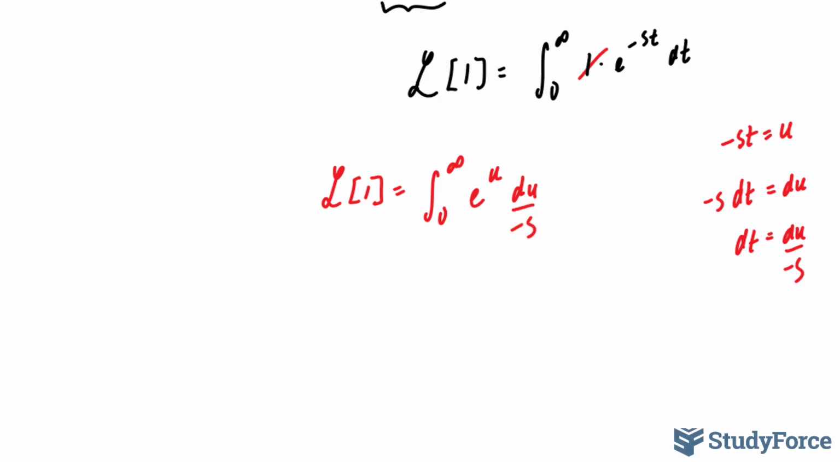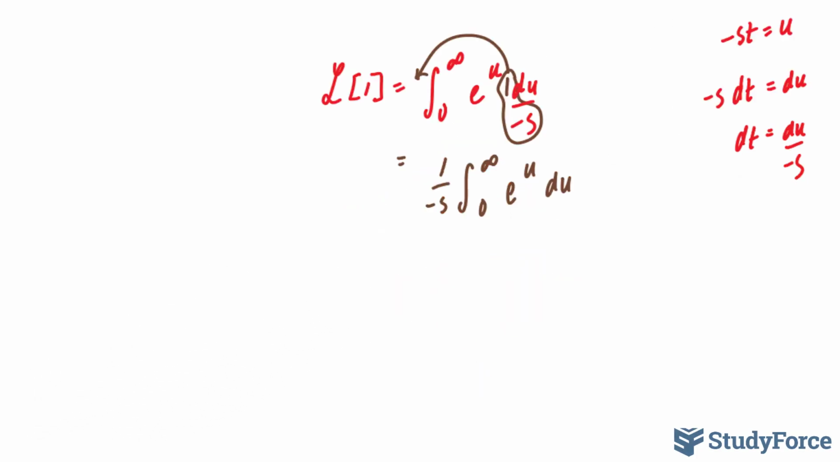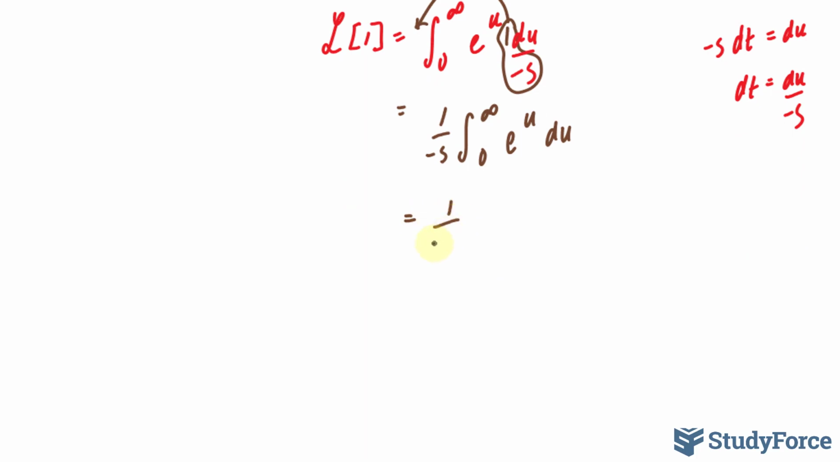The next thing that I'll do is pull out 1 over negative s, that's a constant here, outside of the integral, where I have 1 over negative s times the integral between 0 and infinity, e to the power of u du. Finding the integral of e to the power of u is easy. In fact, it's the same thing. We have 1 over negative s, square bracket, e to the power of u, now evaluated at infinity, which is impossible to do since this is an improper integral.